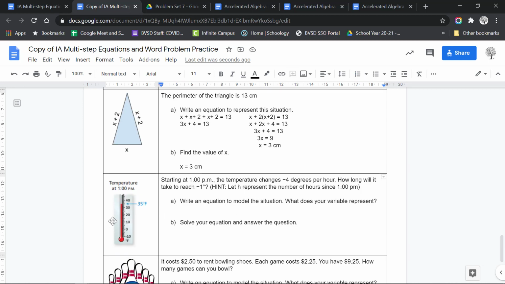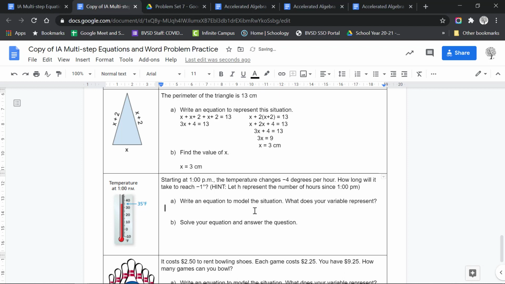Okay, this one's a little bit tricky. So the temperature at 1 p.m. is starting at 35 degrees. You can see it's marked right there. And then the temperature changes by -4 degrees per hour. So at 2 p.m., we know it's going to be 31 degrees. And then it'll keep going down 4 degrees every hour.